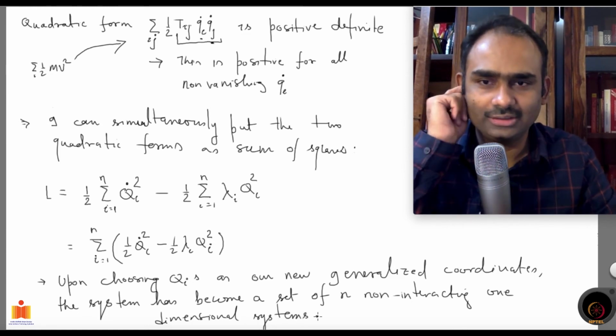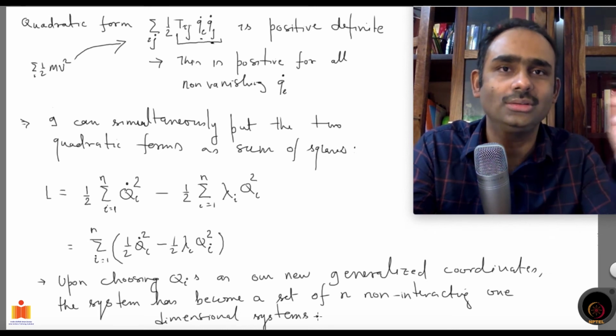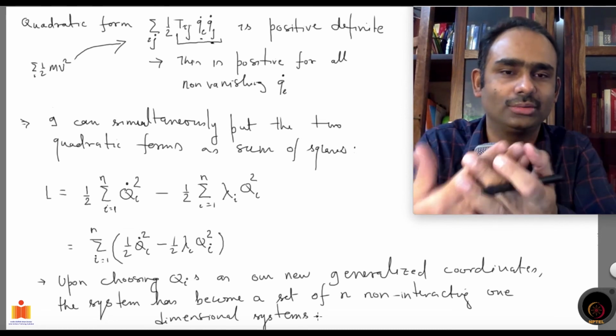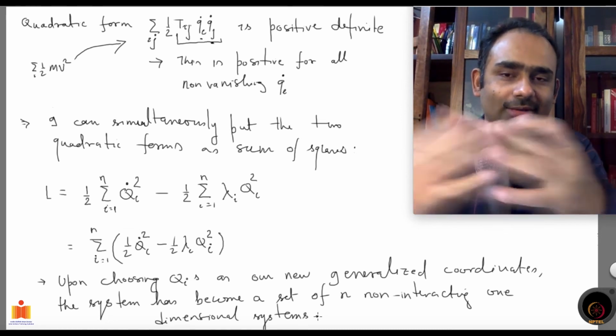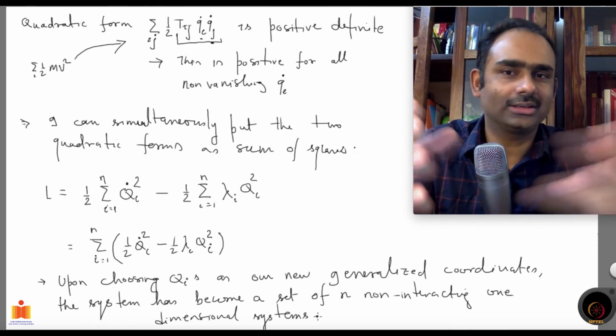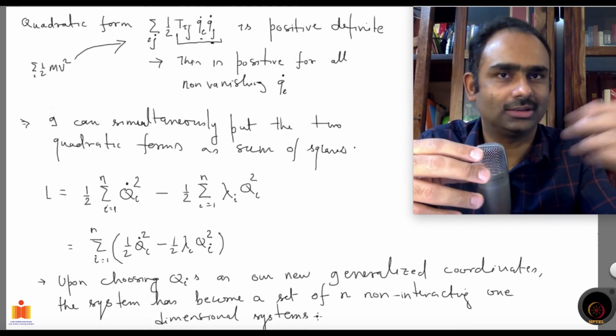And why are they not interacting? Because there are no terms which couple Qi to Qj. So there is no cross term between Qi and Qj. So there is nothing like Q1 and Q2 are coupled. So when you are writing down the equations of motion for Qi, it will not get any contribution which will have a Qj appearing in it.